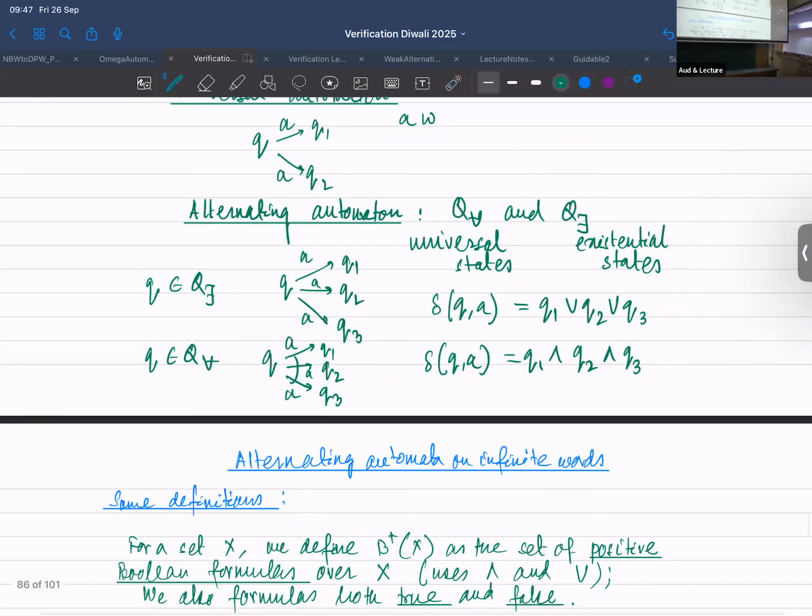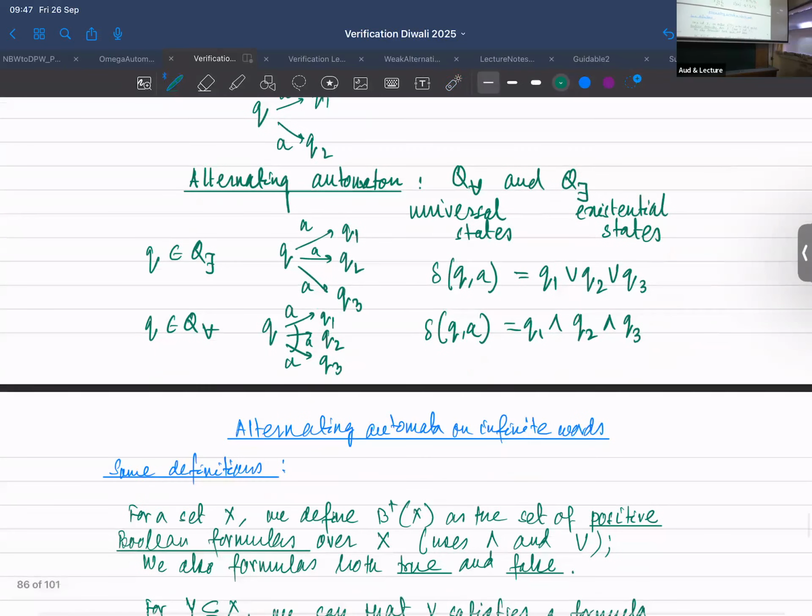Well, since I'm now talking about formulas here, why not talk about something even more general, some Boolean combinations over the states, a Boolean formula over the states? So I can do something like this: Q1 and Q2, if I write it in disjunctive normal form, or Q3 and Q4. So my transitions are now even more general. They are not just disjunctions or conjunctions. I can have such a Boolean formula.